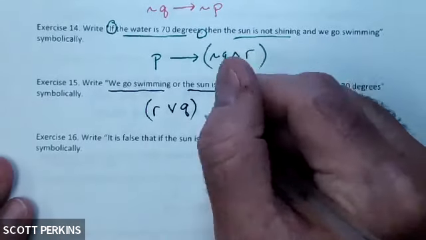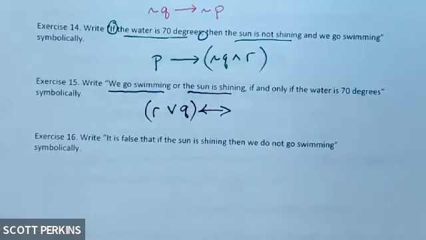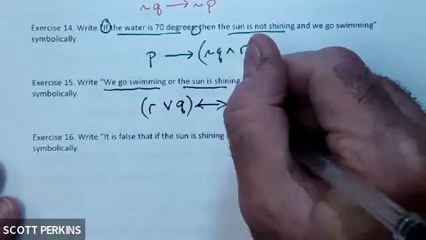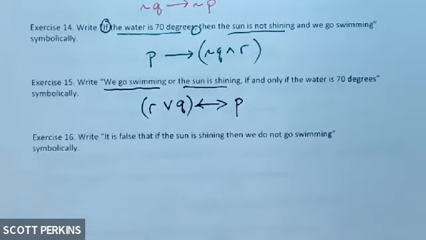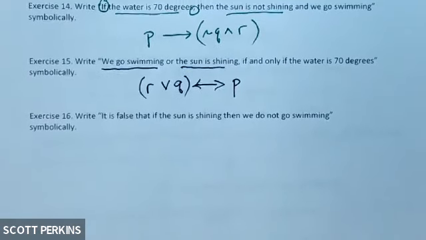Then I have the words if and only if. If and only if means the biconditional. On the other side, I just have one statement. The water is 70 degrees. That is P. In this class, we're only going to be dealing with things that have three simple statements. Of course, if you were really a logician, compound statements can have any number of simple statements. But again, we're not trying to make this unpalatable, just trying to teach you a little bit about logic.